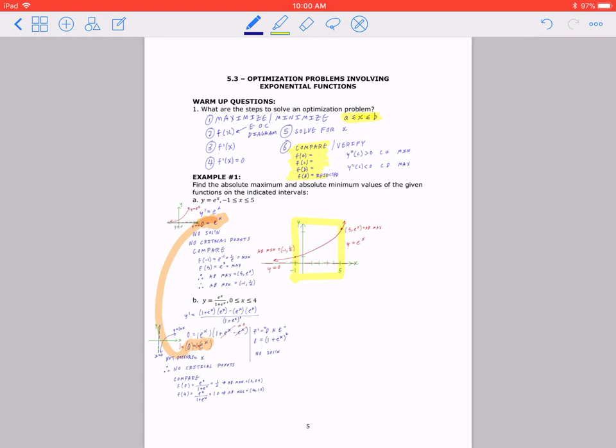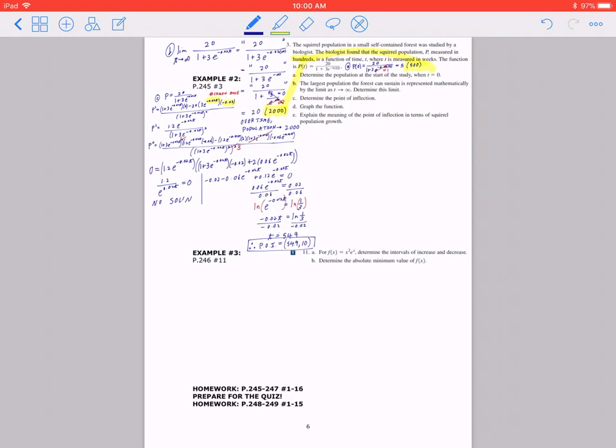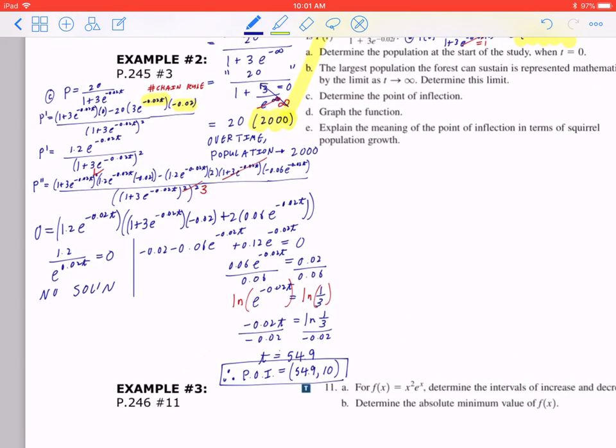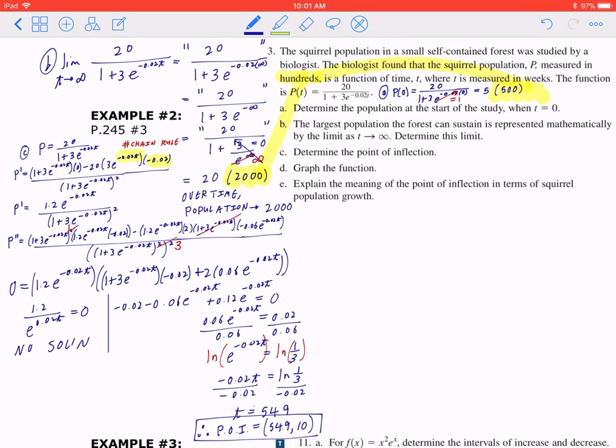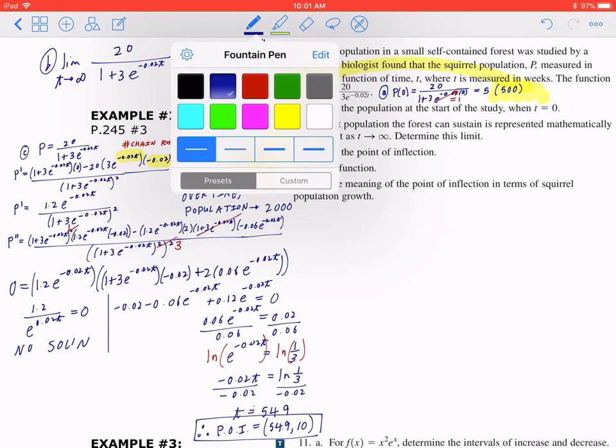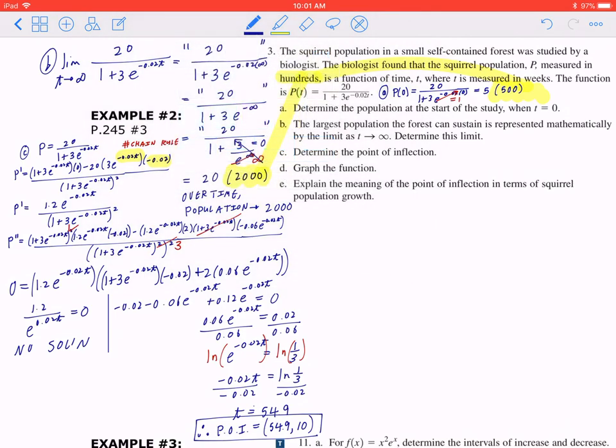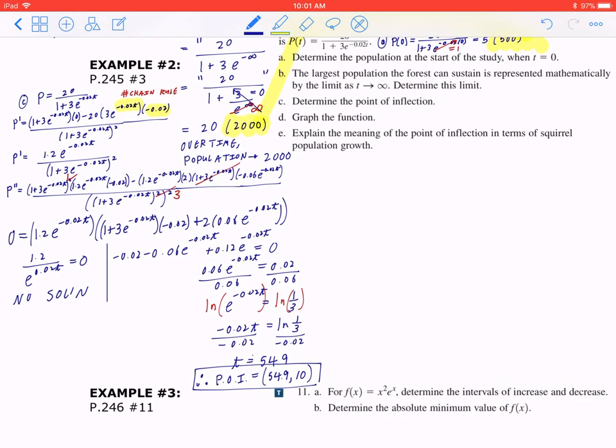Before you continue watching, if you haven't watched part 1, where we talked about the warm-up and example 1, and if you haven't watched part 2, where we did some of example number 2, make sure you go back to that before continuing with part 3. So let's continue. In the last video, we stopped after doing number 3a, 3b, and 3c.